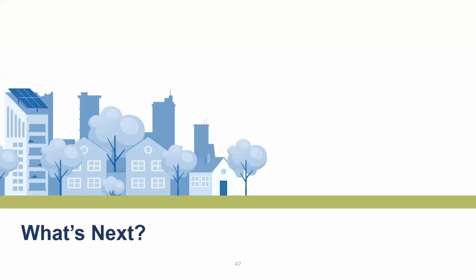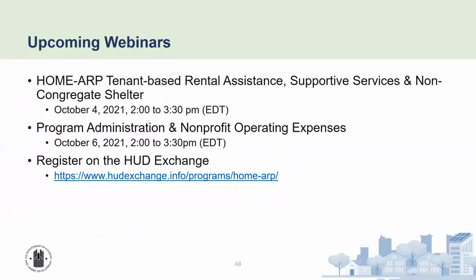So what's next? If you haven't already, I suggest you sign up for the next 2 HOME-ARP webinars. On October 4th, we will cover TBRA, supportive services, and non-congregate shelter, or NCS. And on October 6th, we will cover program administration and nonprofit operating expenses. Both webinars will be held from 2 to 3:30 Eastern time. To register, please visit the HUD Exchange. The link is included on the slide. Next slide.